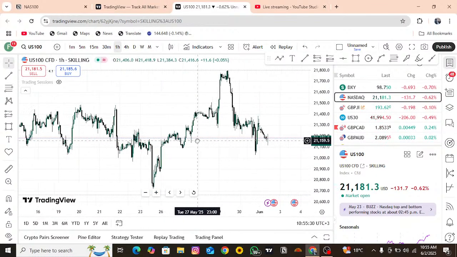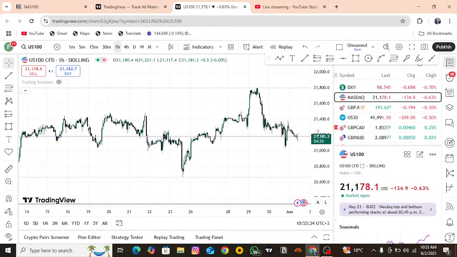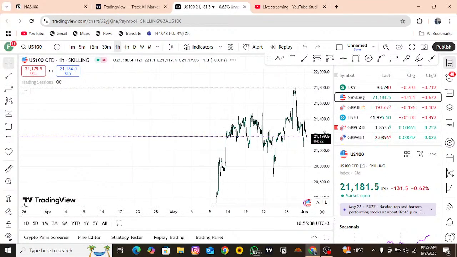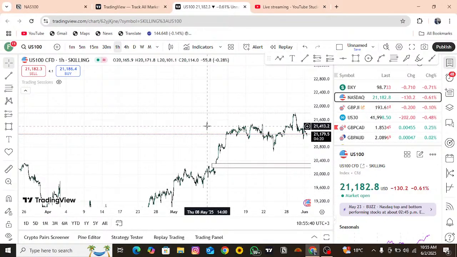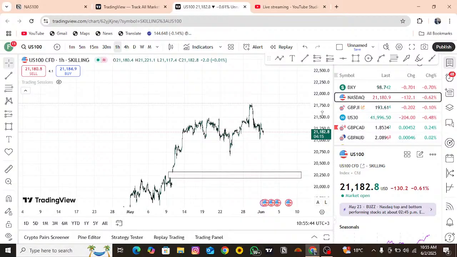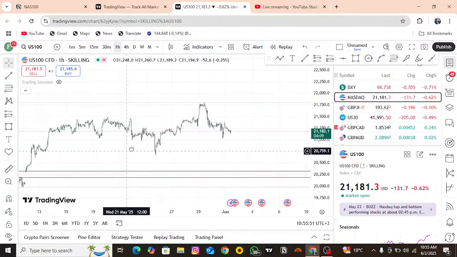So Nasdaq has been shaky. It's been shaky in a way.